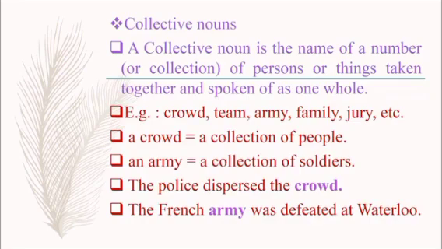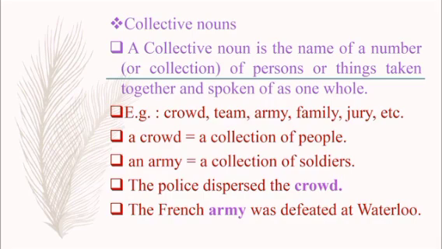Next, let's see about collective nouns. A collective noun is the name of a number or collection of persons or things taken together and spoken of as one whole. Examples: crowd, team, army, family, jury, etc. Here, a crowd means a collection of people, an army means a collection of soldiers.